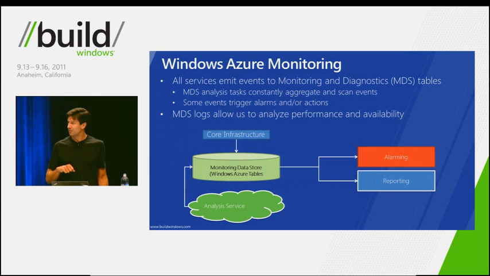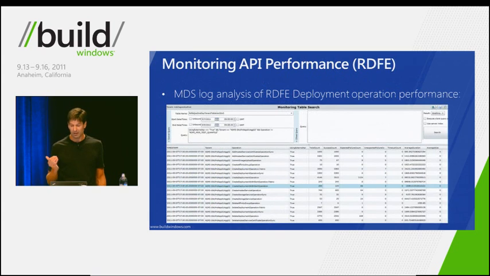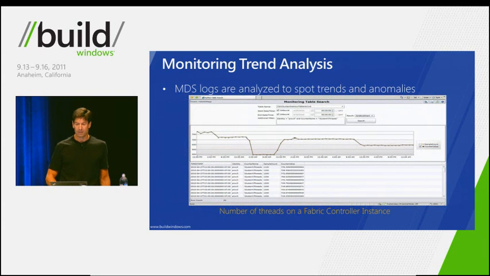If I see this entry in a table, that means something went wrong, and there are workflows associated with them. One workflow can be, well, some of the things we do with that is just generate analyses in other portals. Like this is a trend analysis for RDFE deployment operation performance. This one is spot trends and anomalies in, for example, the fabric.